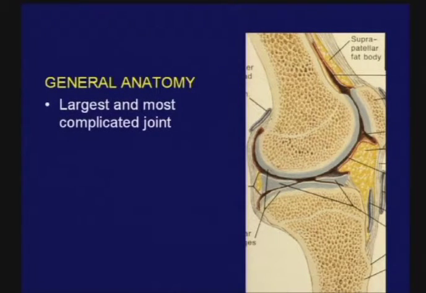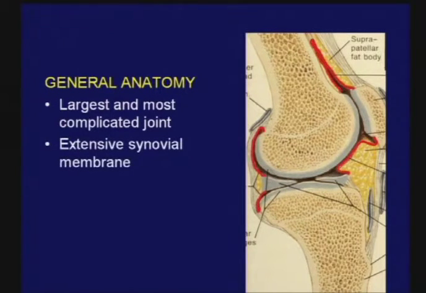Taken from Netter, this drawing indicates the size of the knee joint. It is the largest and some would say the most complicated of joints. There is an extensive synovial membrane, now shown in red on this drawing, and you can see that that synovial membrane extends far above the level of the patella in the form of a suprapatellar recess or pouch.